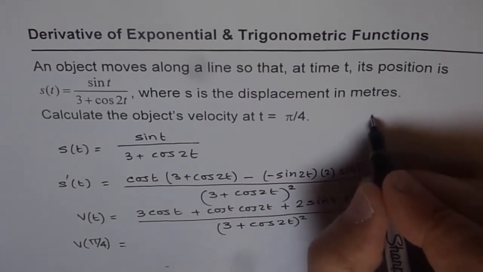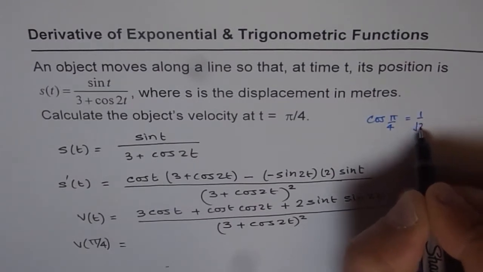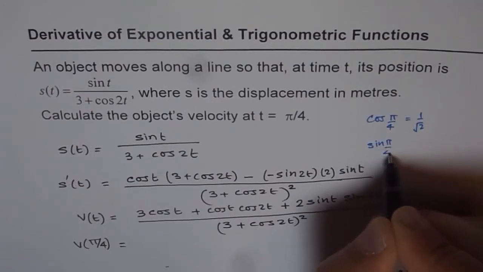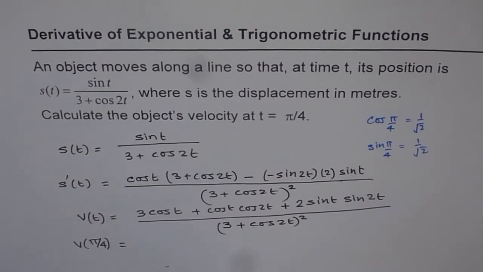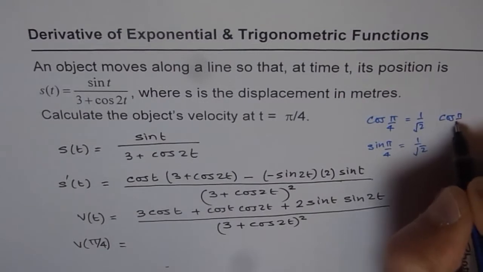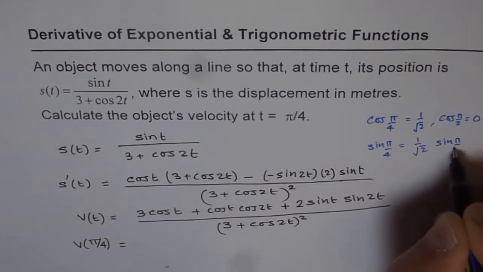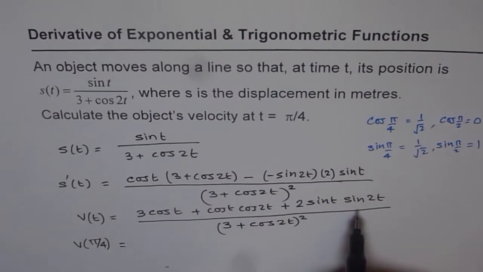So cos t is cos pi by 4, which equals 1 over square root 2. And we have sine t. So sine pi by 4 is also equal to 1 over square root 2, right? And as far as the pi by 2's are concerned, let's write pi by 2's here. So we have cos pi by 2 equal to 0, and sine pi by 2 equal to 1. So these are the values which we need to substitute here for 2t equals pi by 2, right? So let's substitute these values and find the answer.